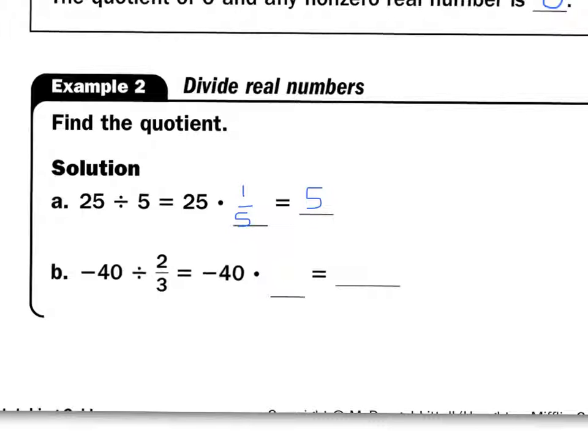It's more helpful when you have a fraction in the problem, such as negative 40 divided by 2/3. That's going to be negative 40 times 3 over 2. And when you work that out, negative 40 times 3 is negative 120 divided by 2, which will give you a negative 60.